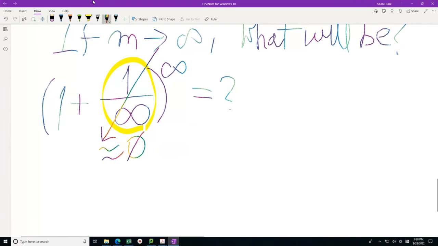It's going to be like 0.0000, infinitely 0, and 1. Something like that, right? So in other words, it's not exactly 0, but it is close to 0.